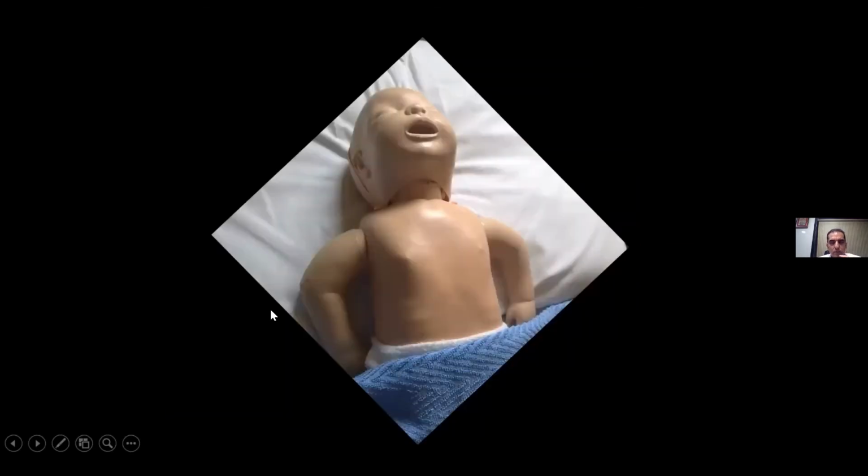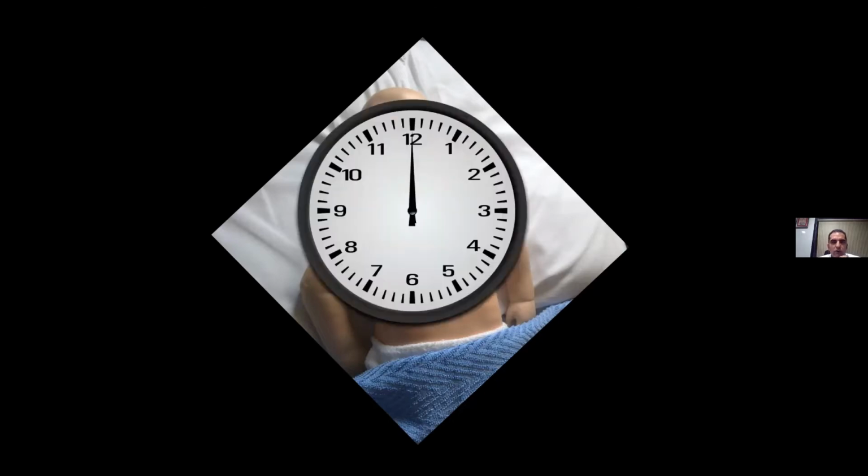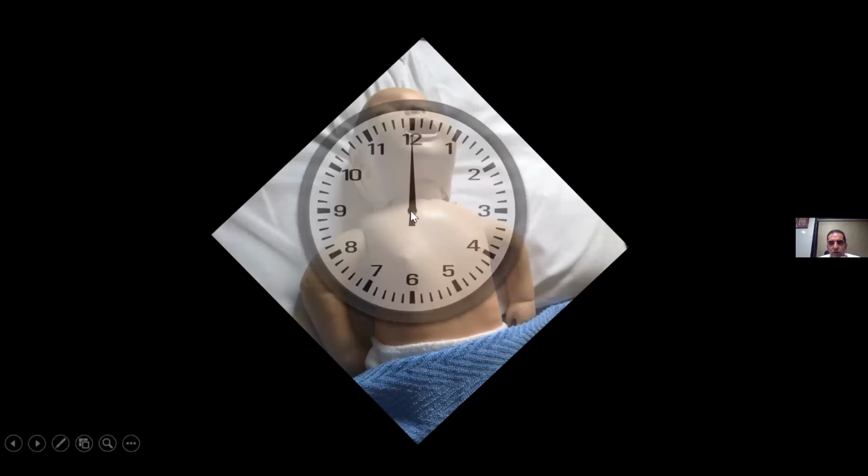It is always good practice to remember where the probe marker is pointing: left side, right side, head, foot. So it's always good to imagine a clock in front of the baby. So this is 12 o'clock, this is 6 o'clock, this is 3 o'clock, that is left side, and 9 o'clock, that is right side. Henceforth, whenever I talk about different windows and where the probe marker is, I will be talking in terms of the clock. So please remember this clock in front of the baby.